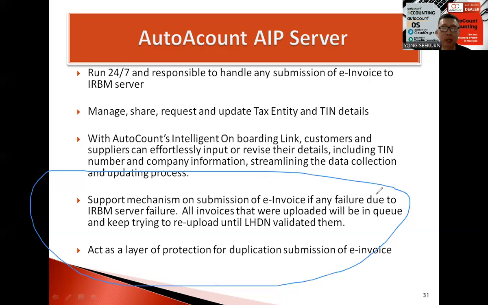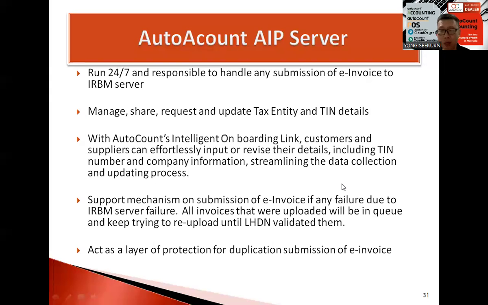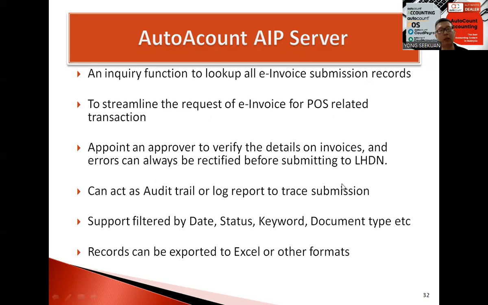So in AutoCount, if our server is not able to send to the LHDN, we will temporarily save your invoice in our server. Our server will help you to keep trying to re-upload this invoice to the LHDN until the LHDN server receives your invoice. So when you resend, our AutoCount server will also recognize it is the same transaction. It won't submit again. This is duplicate submission protection on this server. This is a very big advantage on the AIP server. They also have other functions, like how to check your submission status.